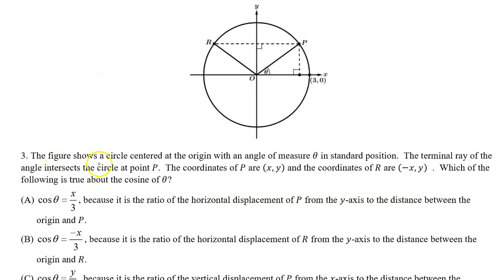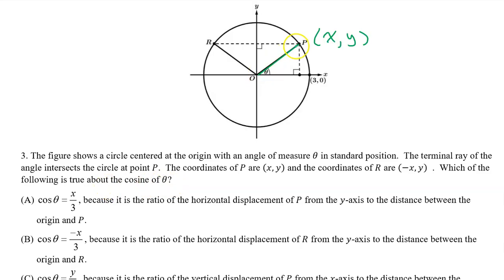Number 3. The figure shows a circle centered at the origin with an angle of measure theta in standard position. The terminal ray of the angle intersects the circle at point P. The coordinates of P are x, y, and the coordinates of R are the opposite of x and the opposite of y. Which of the following is true about the cosine of theta?